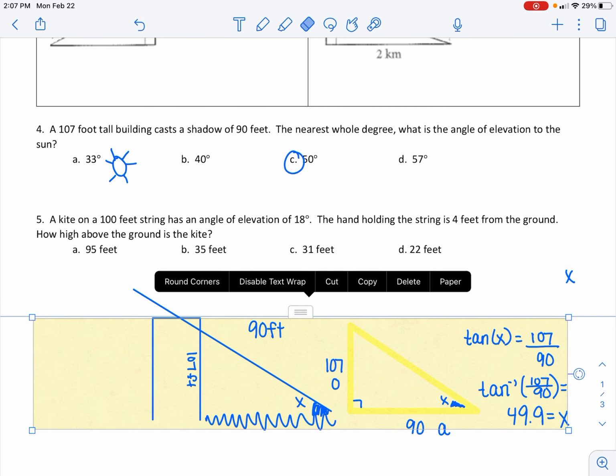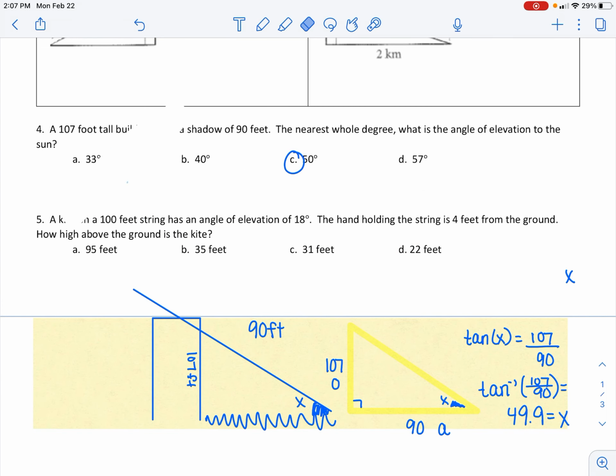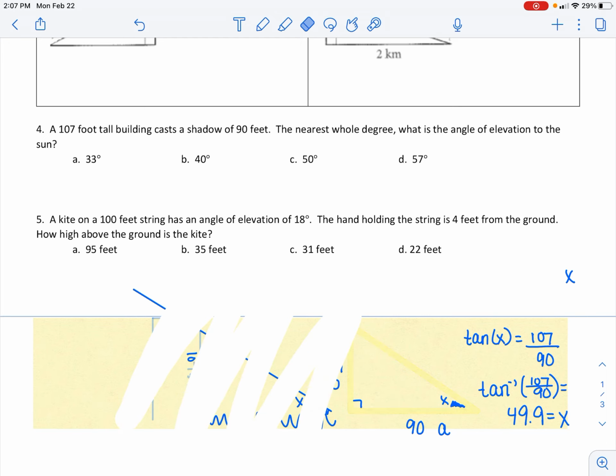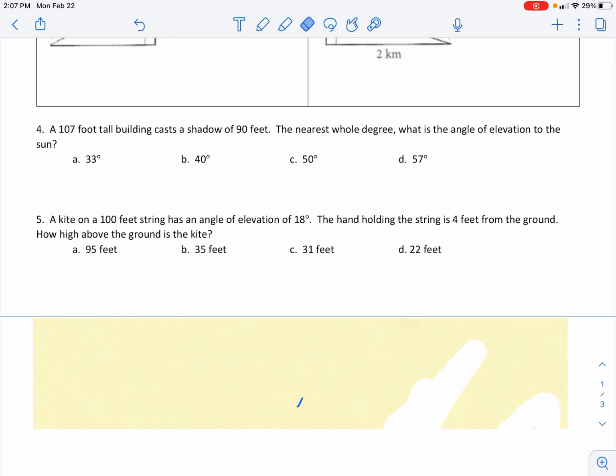All right, let's go ahead and look at number 5. Again, please make sure that you're showing work. If you are not showing work and you're just telling me answer C, you're not going to get full credit. Okay. So, with number 5, it said a kite is on a 100-foot string and it has an angle of elevation of 18 degrees.